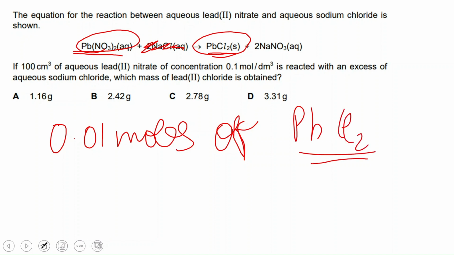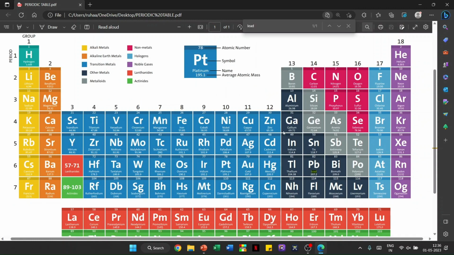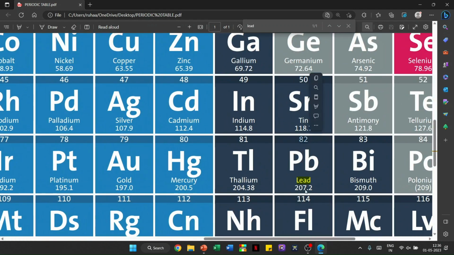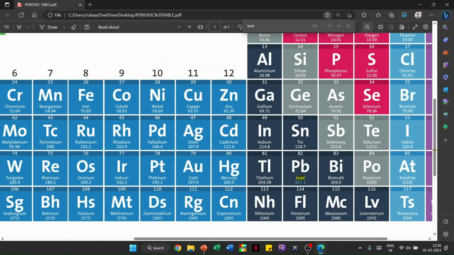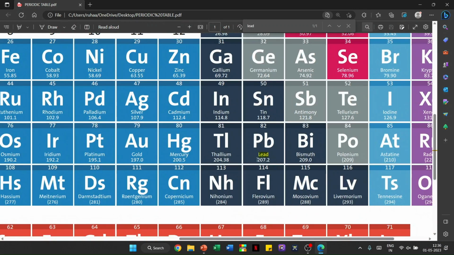Now to find the mass of it obtained, we just have to multiply it with the MR. So let's open the periodic table. Lead is Pb and Pb is over here. So it's 82, it is going to be 207.2. That's the MR, because if you open over here, the average atomic mass that you're looking for is over here. So that's going to be lead over here, 207.2.